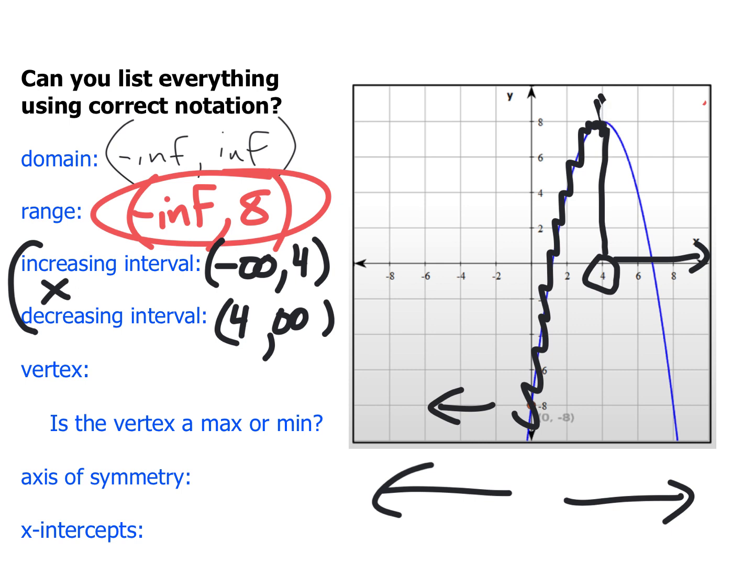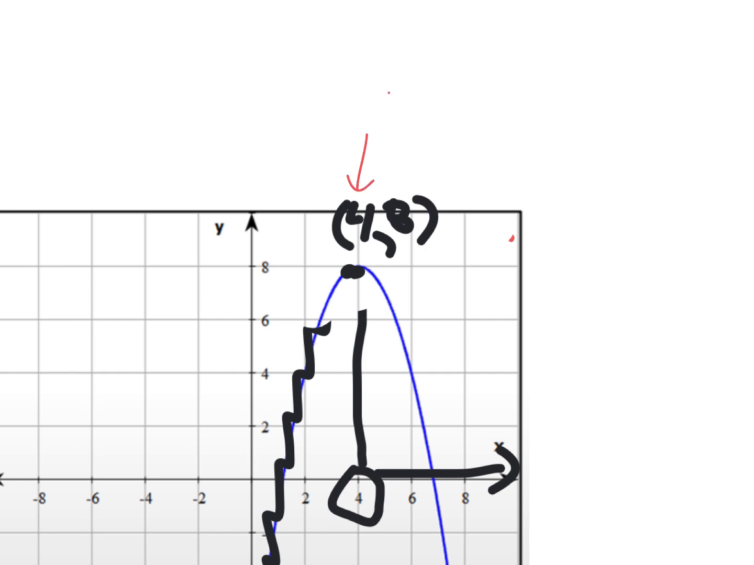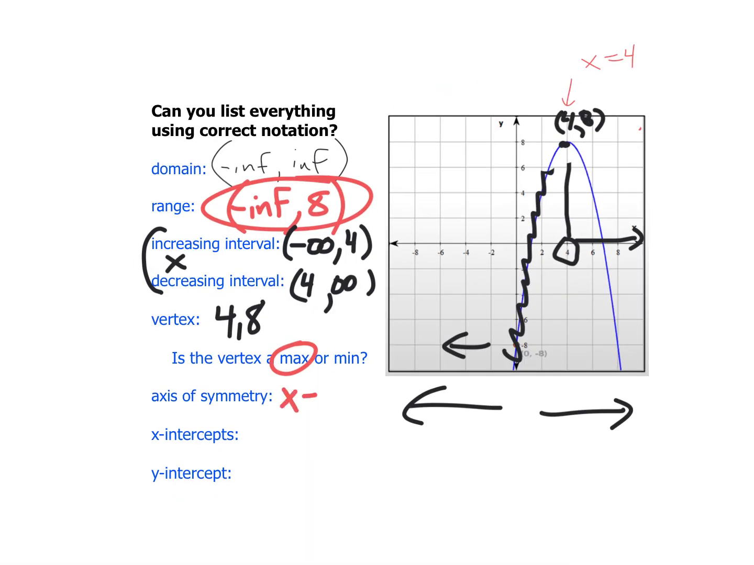The vertex means this spot right here, and hopefully by now you know that that's the vertex, so it's at (4, 8). That's pretty easy. Is it a min or a max? Say it if you know it. Max is correct. The axis of symmetry is the axis of symmetry. So you say x equals 4 for the axis of symmetry.